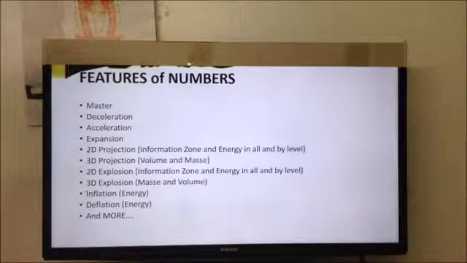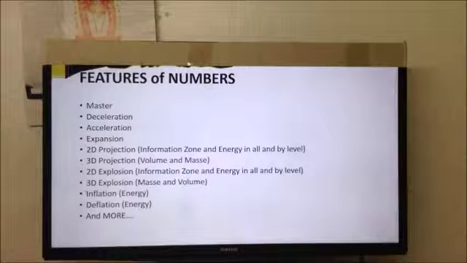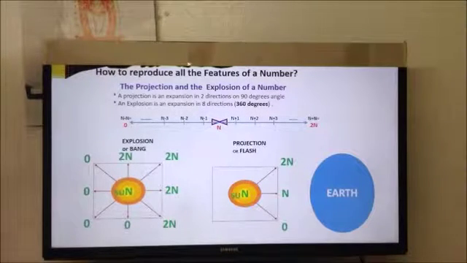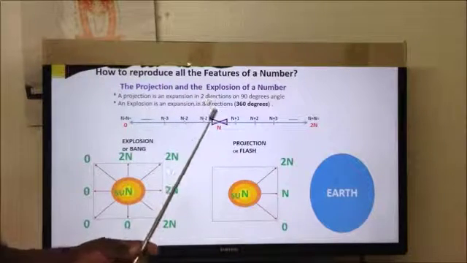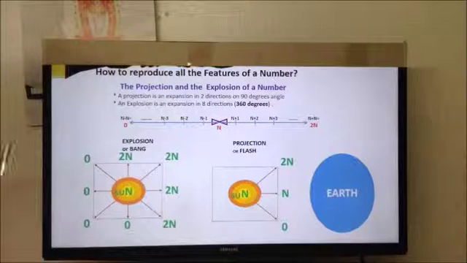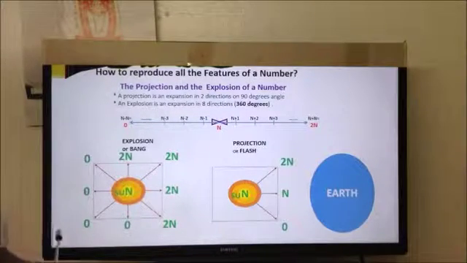And we have more to talk about. Maybe when we go through, you will notice by yourself what we're talking about. So what are we going to do now? In order to get all these features out of a number, we have to perform projection and explosion. These two great operations allow us to get all the features, all the values of a number, and map them on a surface area.